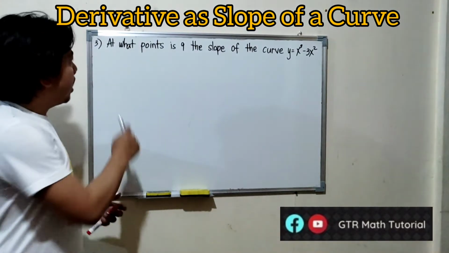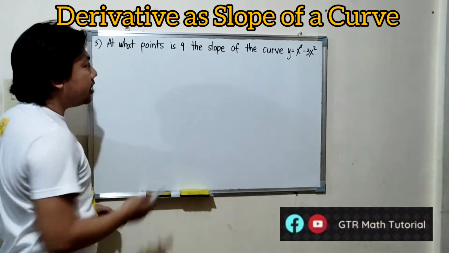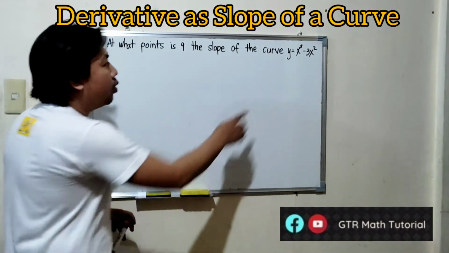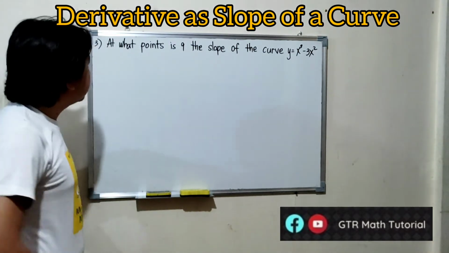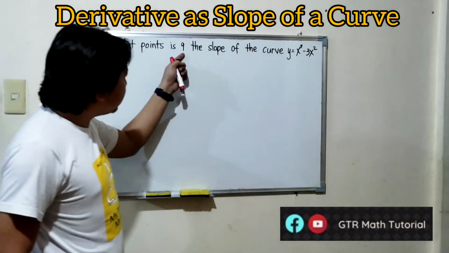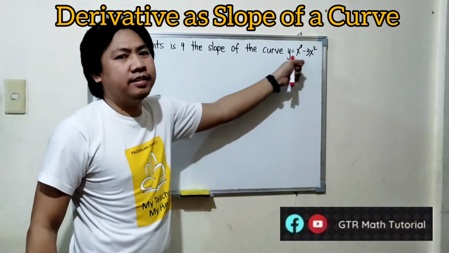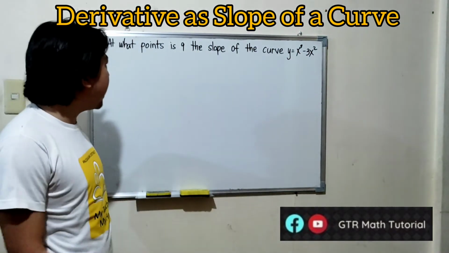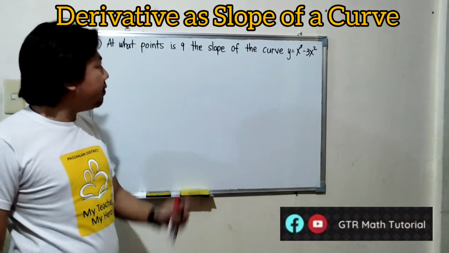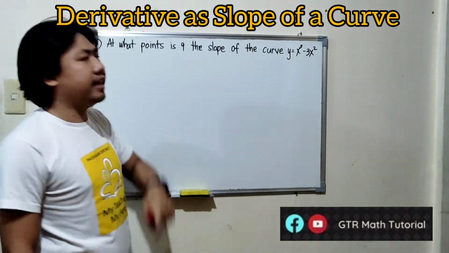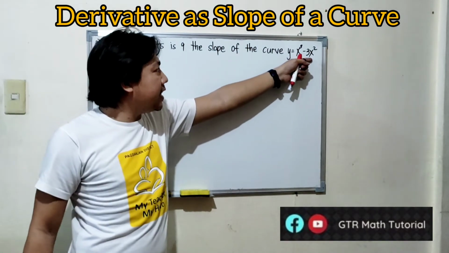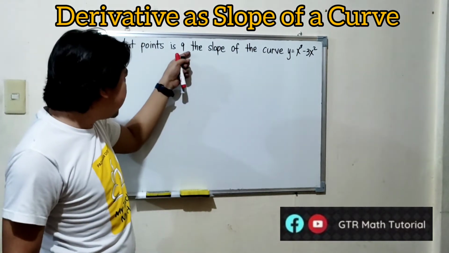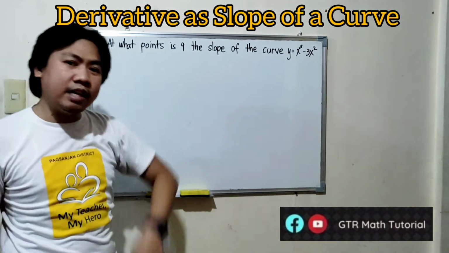Number 3, at what points is 9 the slope of the curve y equals x cubed minus 3x squared? So, saan point daw yung 9 ay slope ng curve na ito? So, this time, we're looking for the points. Given, the slope is 9. Just get the derivative. Then, after getting the derivative, equate to 9. Then, solve for the points x and y.